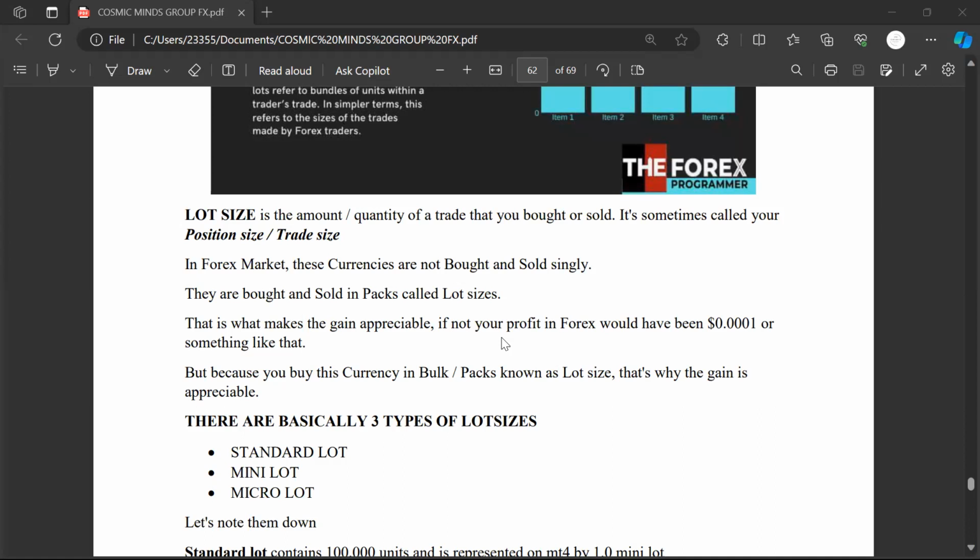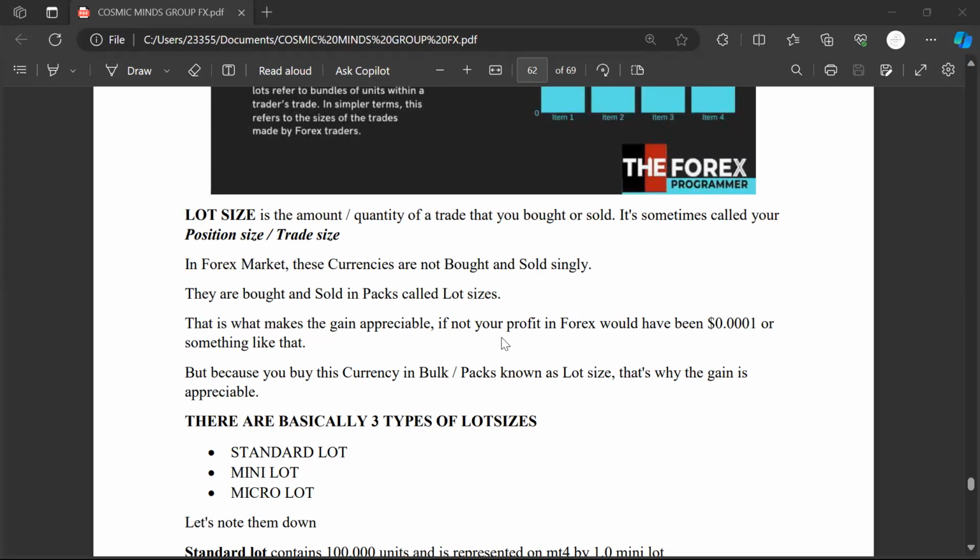That is what makes the gain appreciable. So the number of units, when you multiply by whatever it is, you actually get an appreciable amount, a good quantity. If not, your profit in forex would have been just a small amount of dollar or something like that. Because you buy this currency in bulk, in packs known as lot size, that is why the gain is appreciable. So now you understand.